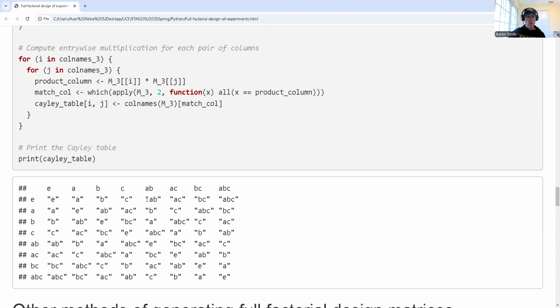So let's pick this one here. I've got the intercept, I've got the main effects, I have the two-way interactions, and I have the three-way interactions. So this happens every single time. All right, so now something else to notice is that this Cayley table is symmetric.